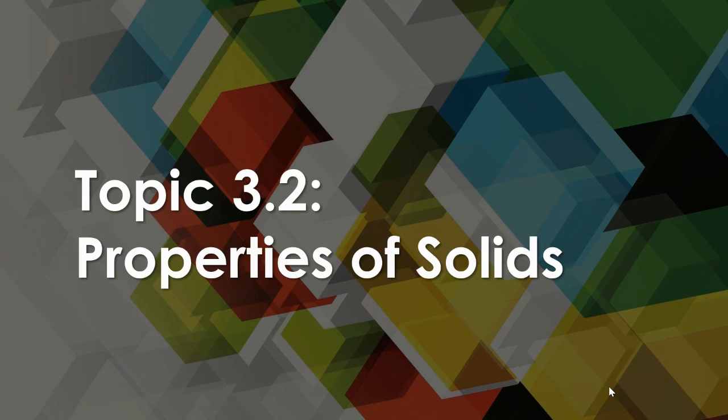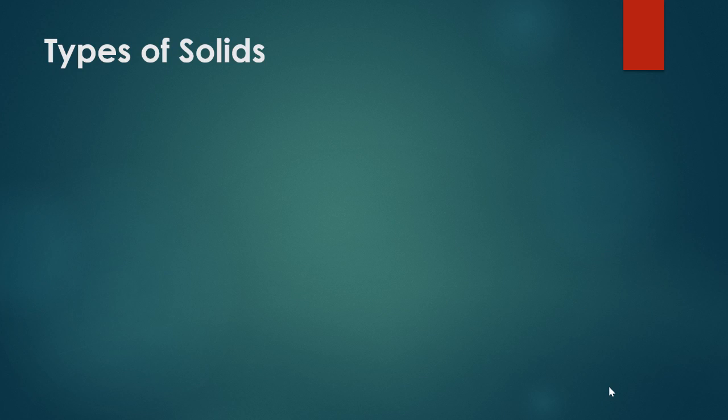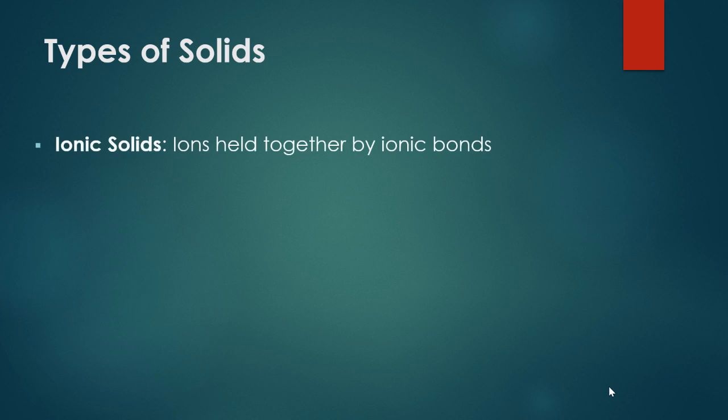Hello there, and welcome to our AP Chemistry review for topic 3.2, Properties of Solids. In this video, we'll be talking about, like the title says, properties of different types of solids. So there are four different types of solids we're going to talk about.